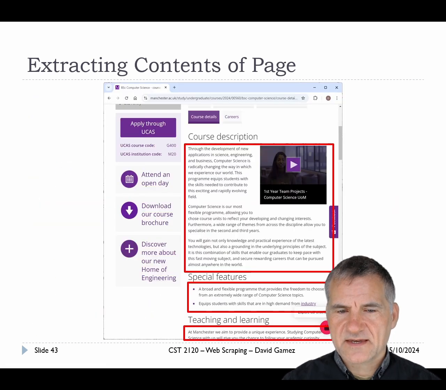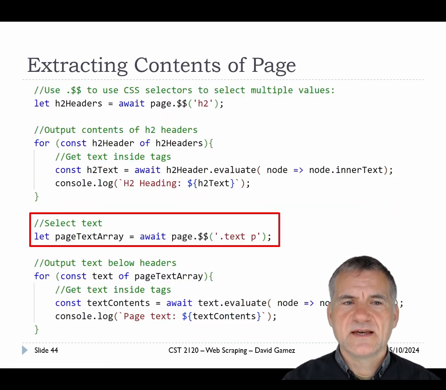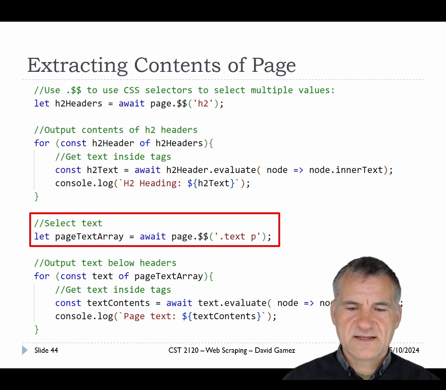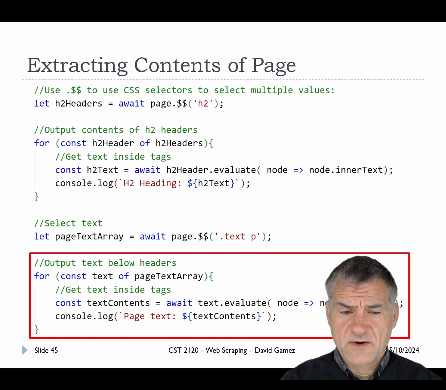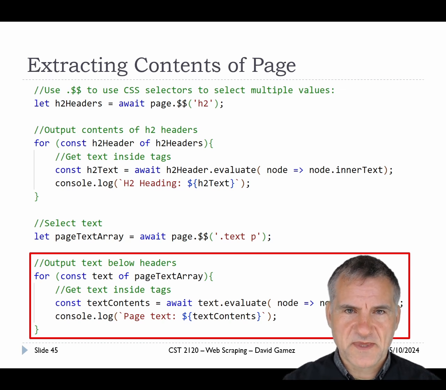To get the text contents, it's a little bit more complicated. It turned out that there's a text class inside which the paragraphs containing the text are. So I just need p inside a .text class, and that worked quite well. Then again, I can do the same thing with this evaluate. Once I've got the selected elements, I can then extract the text in the usual way.